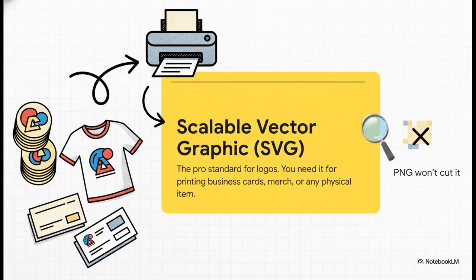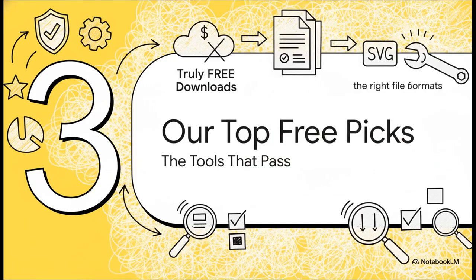So here's the bottom line. If you ever, and I mean ever, think you might want to print something with your logo on it, t-shirts, business cards, stickers, banners, anything, you have to have an SVG file. A PNG simply won't work. Getting this right from the very beginning will save you such a massive headache down the road. Okay, so now we know what we're looking for, right? We want a tool that's actually free, and we want one that gives us the right files. So with those rules in mind, let's look at the tools that actually pass our test.